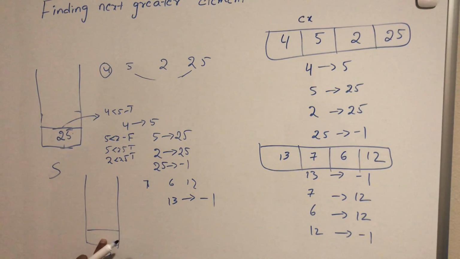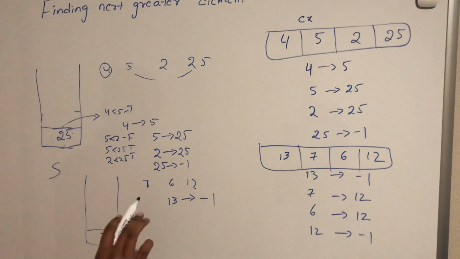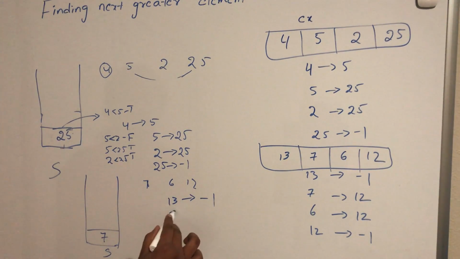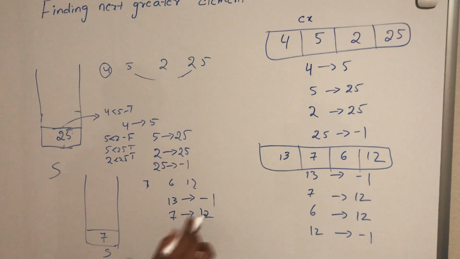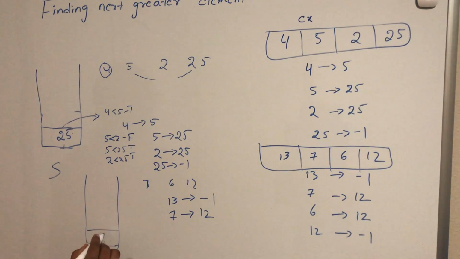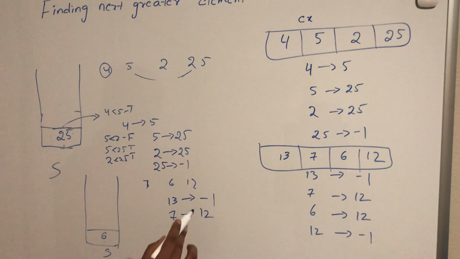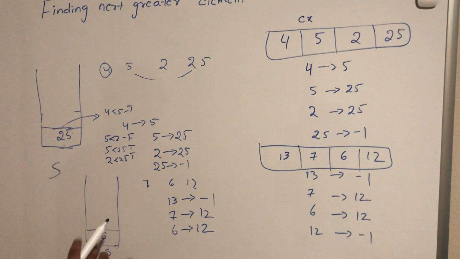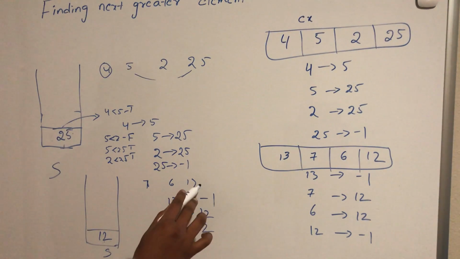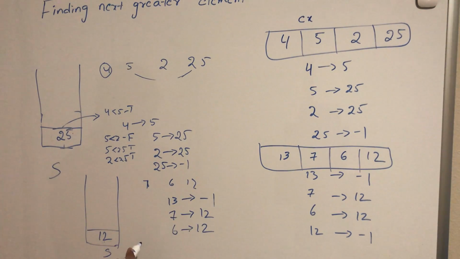So 13 goes out of the stack, and next it is 7. 7 is less than 6, no. 7 is less than 12, yes. So the next greater element of 7 is 12. Now it will push 6. 6 is less than 12, so the next greater element of 6 is 12. Now here is 12, the last element in the array. For the last element in the array, the next greater element is always -1. So for 12 it is -1.